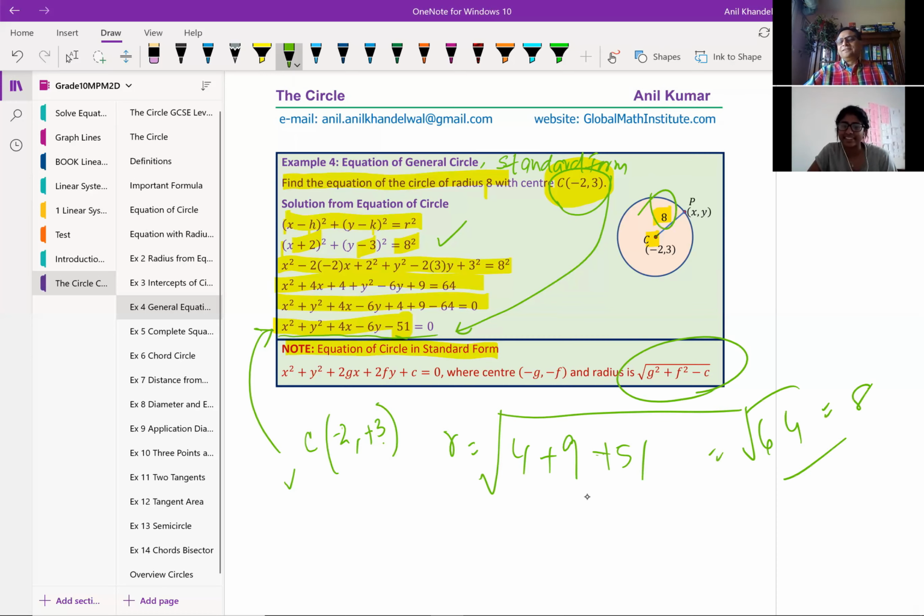Understood? Yes. Done. This was the next example anyway. We'll skip that one. So let's go to another example, okay?